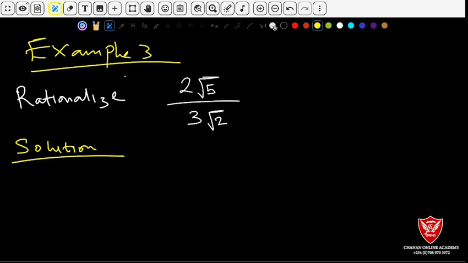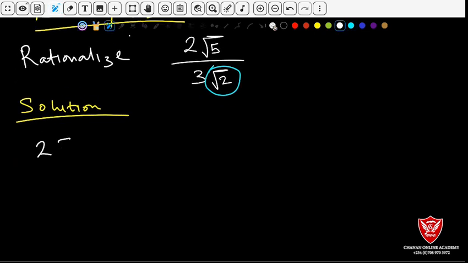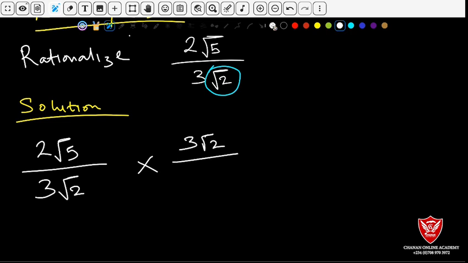In this case, we have a coefficient and a surd as the denominator. You can solve this in two ways. You can multiply the numerator by the coefficient and the surd, and also do the same thing for the denominator. But the fastest way is just to use only the surd, which is root 2. So let's use the first method and see. We have 2 root 5 over 3 root 2, and we multiply by 3 root 2 over 3 root 2.